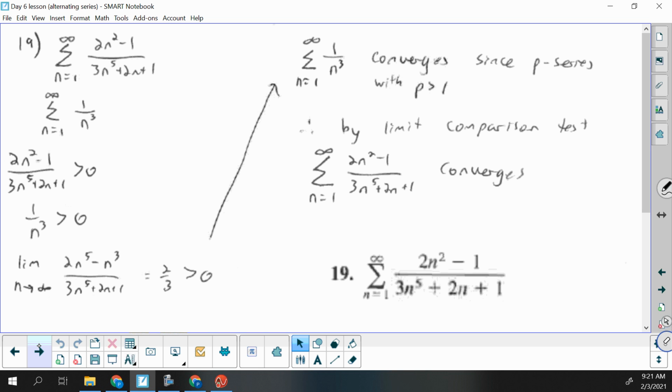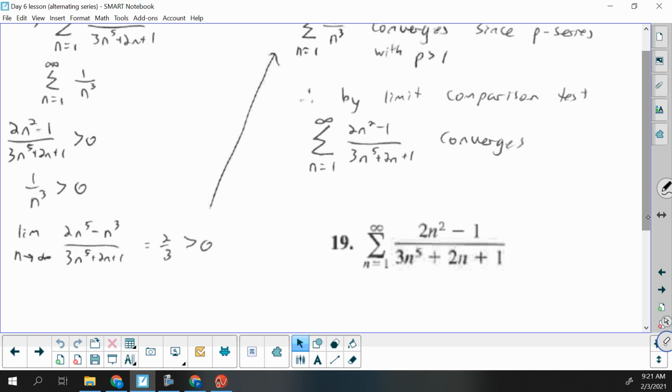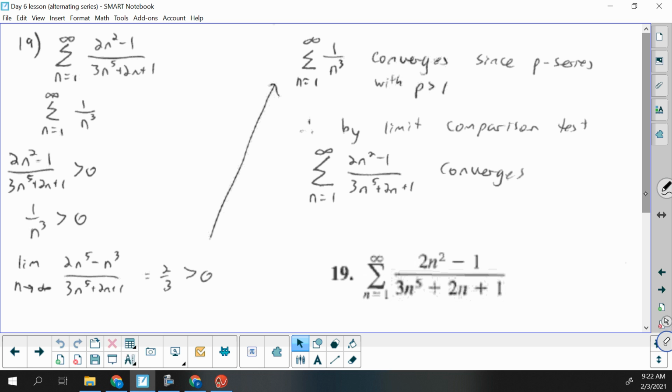For 19, there's a gap in 3 between our degrees, so we want to use the series of 1 over n cubed. Both those are always positive. When we divide them and do the limit as n goes to infinity, same degree, so the ratio of the leading coefficients is 2/3. That's a positive finite number, meaning our original series does the same as our nice series. Our nice one is a p series with p greater than 1, so it converges. Therefore, by the limit comparison test, our original series converges.